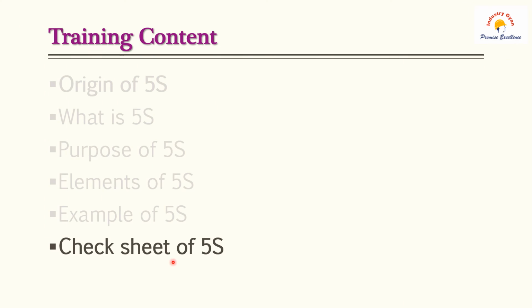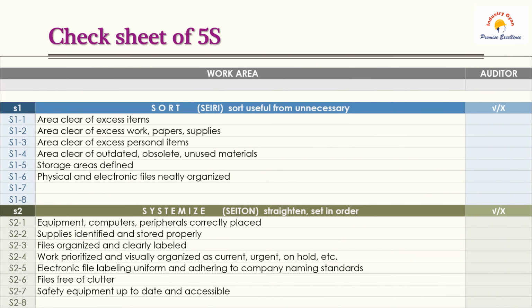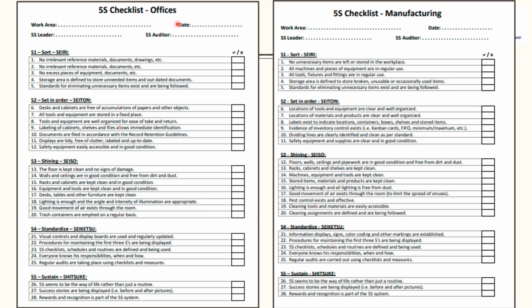At last, we can see the check sheet of 5S. This is the check sheet of 5S. Divide the check sheet into 5 steps. Every step covers 1S and we check and audit the area according to the check sheet and mark OK or not OK. Here we cover the starting 2S. These are the other 3S. If any abnormality is found, we can take the countermeasure for that. Similarly, these are the 5S checklists of the office and the manufacturing area.